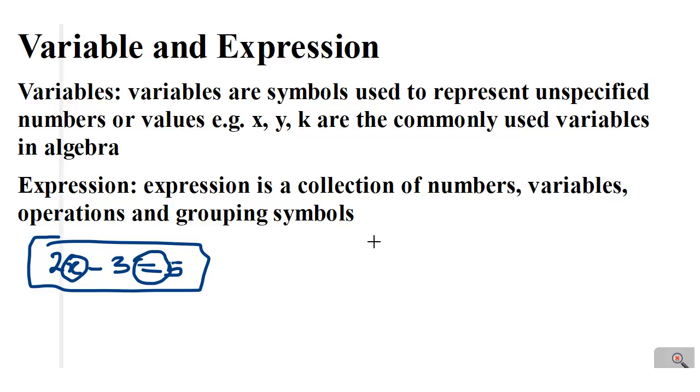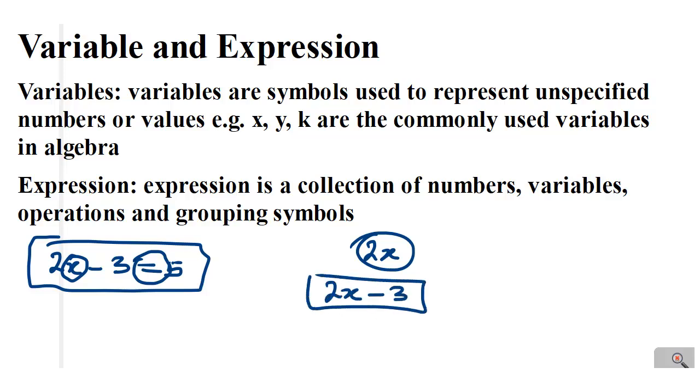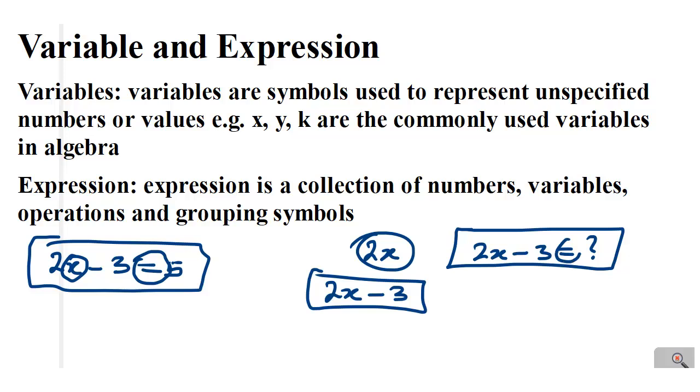So if I want to write an expression, 2x is an algebraic expression that comprises of a variable and a coefficient, which is 2. If I write 2x minus 3, this is an algebraic expression. But whenever I write 2x minus 3 is equal to something, it has become an equation. So what makes it an equation is the presence of this equality sign, though this equality sign could also be an inequality sign. When we get to that, I'm going to be explaining it. So that is the difference between variable and expression.